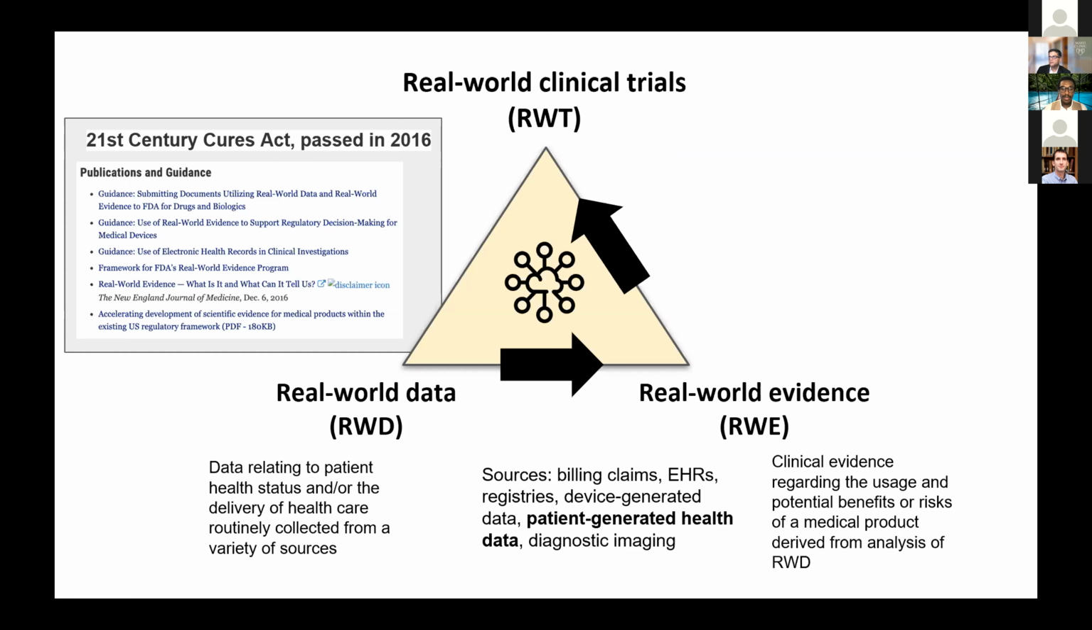Those can all then be leveraged to create clinical evidence. Real-world evidence is the clinical evidence regarding the usage and potential benefits or risks of a medical product derived from analysis of real-world data. On the upper left is a screenshot of the publications and guidances about real-world evidence from the FDA's website. They serve as a primary source to better understand real-world data, real-world evidence, and real-world clinical trials. Let me go to the next slide, please.